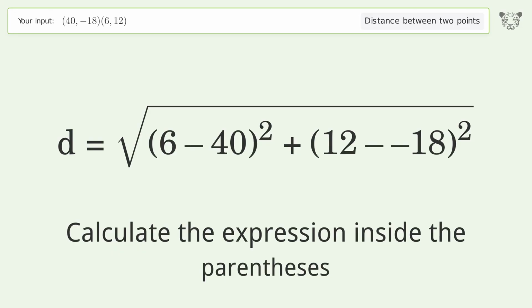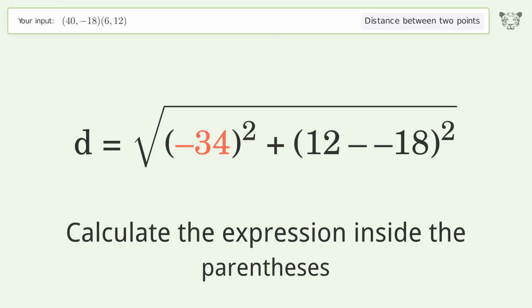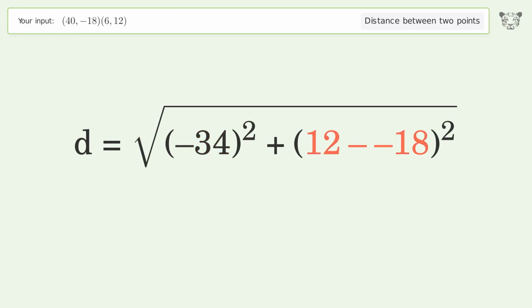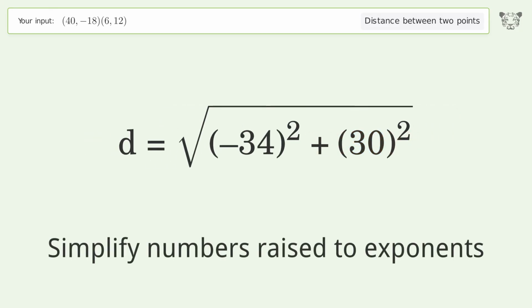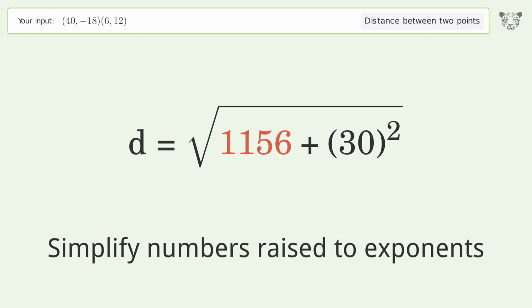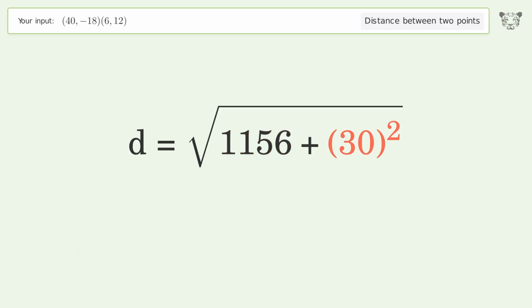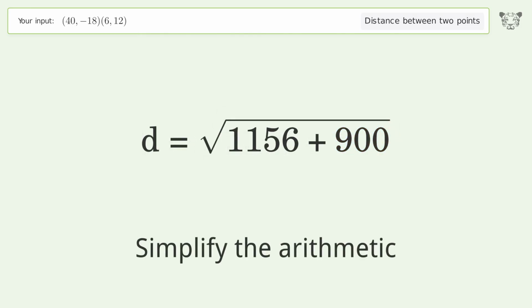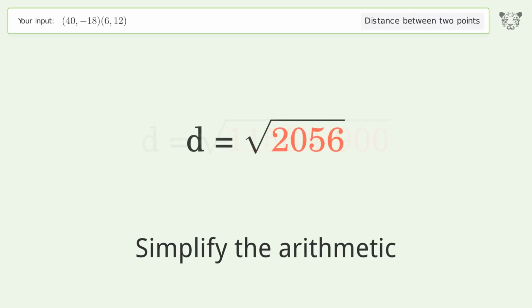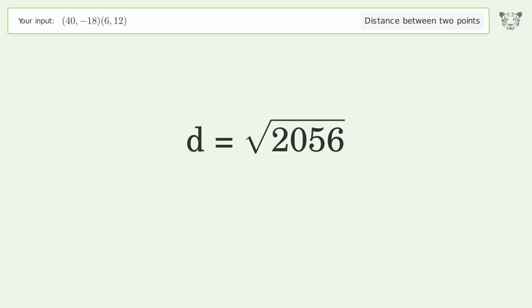Calculate the expression inside the parentheses. Simplify numbers raised to exponents. Simplify the arithmetic. And so the distance between the 2 points is the square root of 2056, or 45.343.